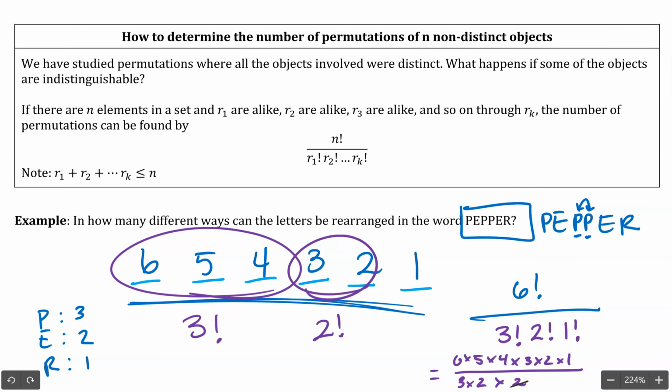So there's a 2 and a 2. We have 3 times 2, which is 6. So our denominator is divided out. And then on top we have 5 times 4, which is 20, times 3, which is 60. So we have 60 different ways to rearrange the letters of the word pepper to get different words, or unique different arrangements.